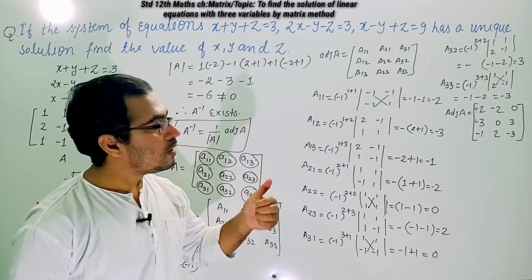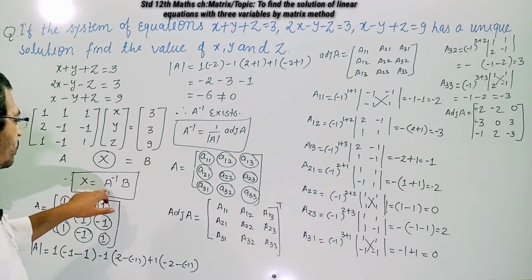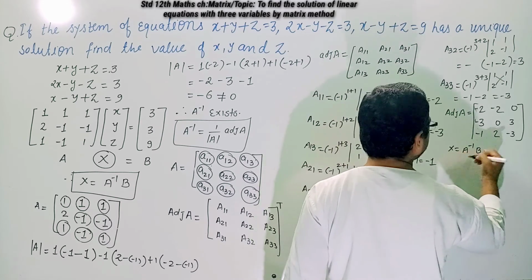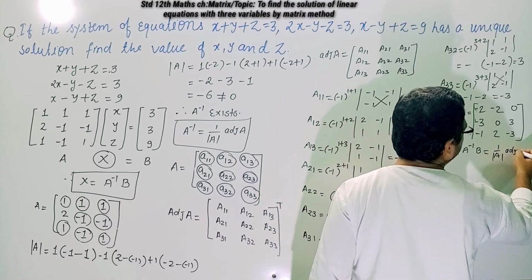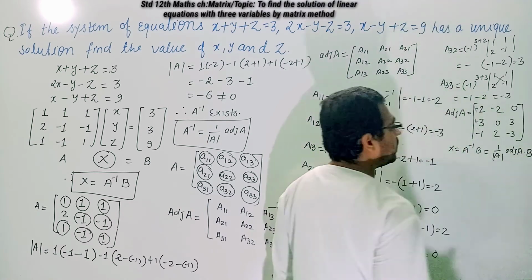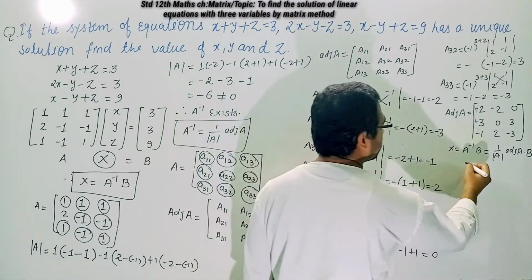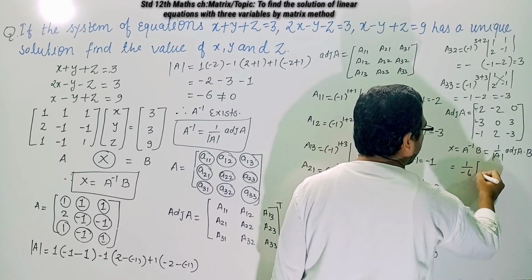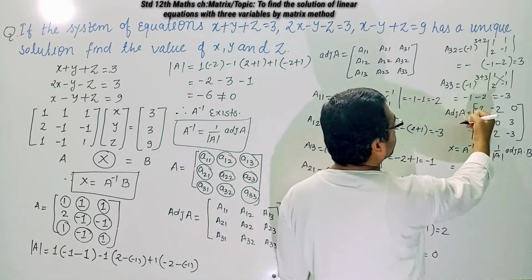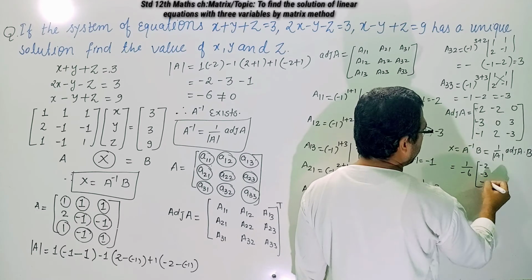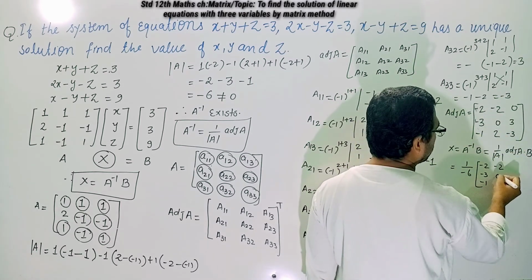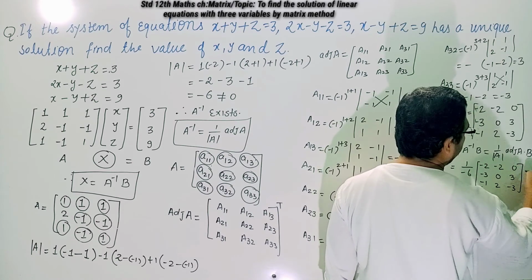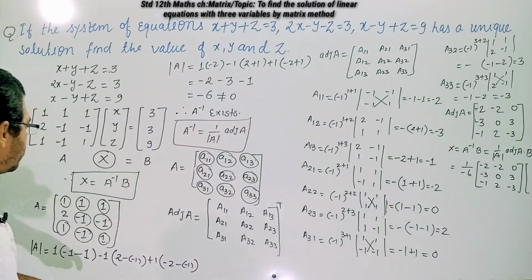Okay, student. Now the next is what? So as per the formula, X is equal to A inverse B. X is equal to A inverse B, where A inverse is what? 1 upon modulus A, adjoint of A into B. Okay, now substitute the values of all these matrices. So here it is 1 upon modulus A, means 1 upon minus 6, adjoint A. What is adjoint A? Minus 2, minus 3, minus 1, minus 2, 0 and 2, 0, 3, minus 3, and the elements of matrix B. Elements of matrix B are what?